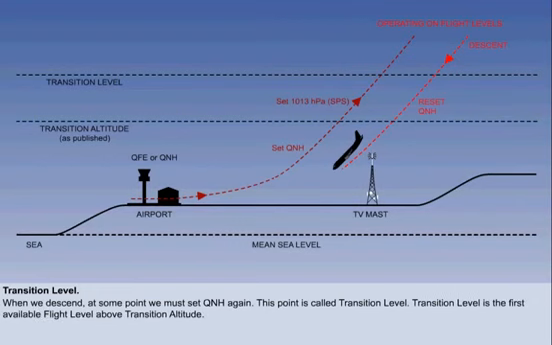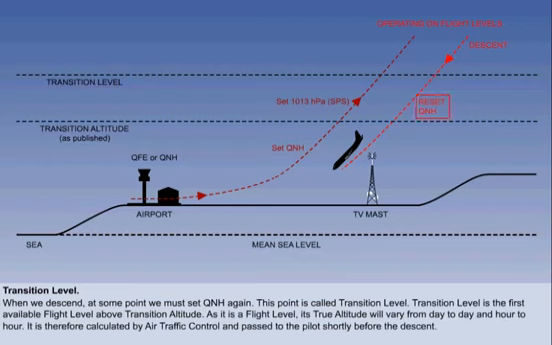Transition level is the first available flight level above transition altitude. Therefore, transition level is the flight level at which we reset to QNH on the descent. Clearly, as it is a flight level, its true altitude will vary from day to day or even hour to hour, depending on the difference between the surface pressure level and 1013.